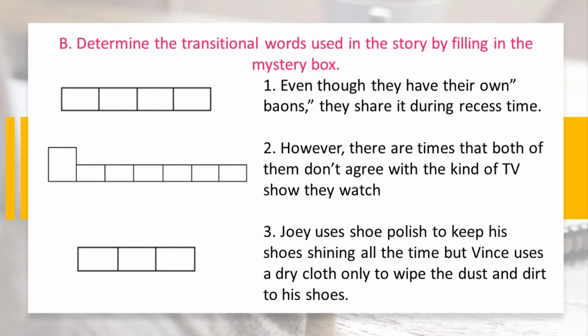B. Determine the transitional words used in the story by filling in the mystery box. 1. Even though they have their own baons, they share it during recess time. 2. However, there are times that both of them don't agree with the kind of TV show they watch. 3. Joey uses shoe polish to keep his shoes shining all the time, but Vince uses a dry cloth only to wipe the dust and dirt to his shoes.